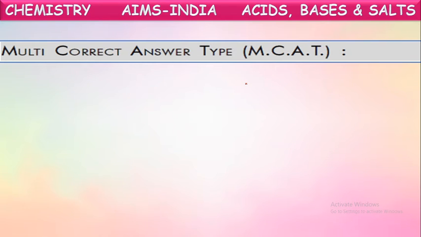Next one, multi-correct answer type questions. Here there are objective questions where each question may have one or more than one correct answers. So check the options carefully and try to answer.